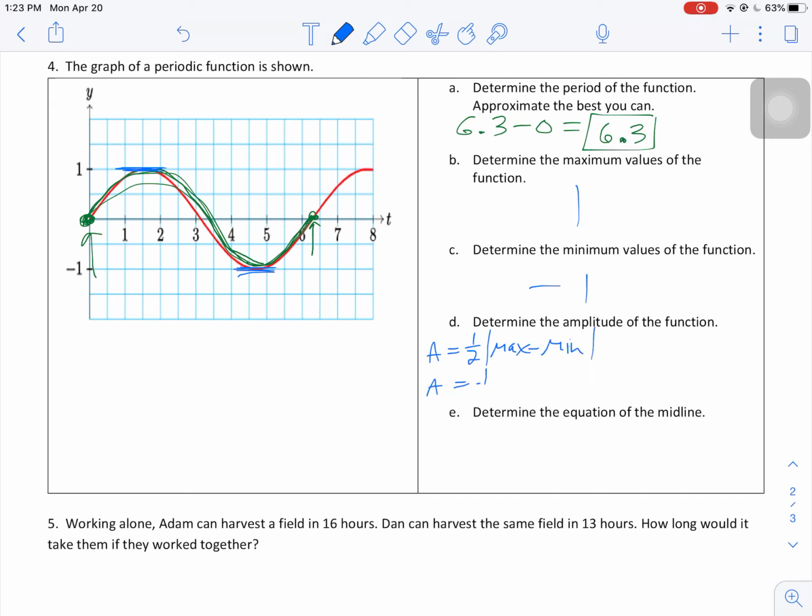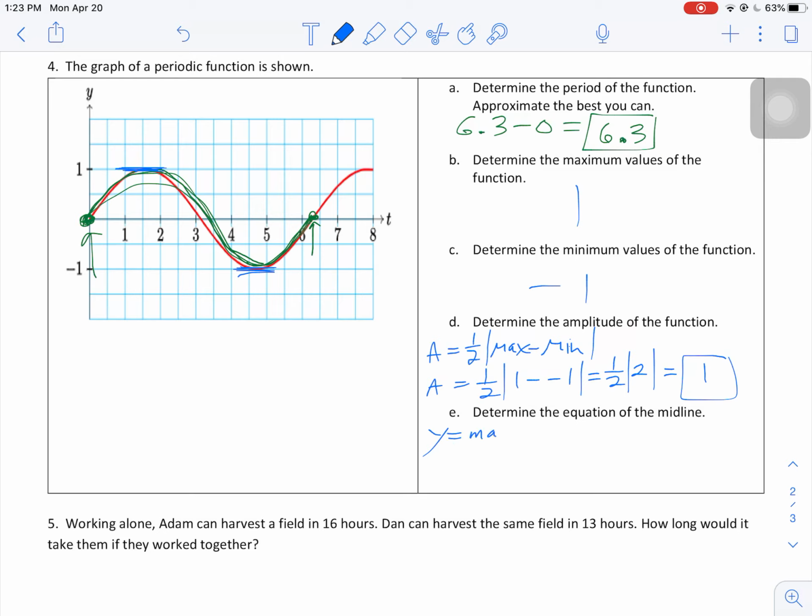So we're getting 1/2 times the absolute value of 1 minus -1. So remember that double negative turns into a positive. So 1 plus 1 is 2. Absolute value of 2 is just 2. So 1/2 times 2 equals 1. So our amplitude is going to be 1.